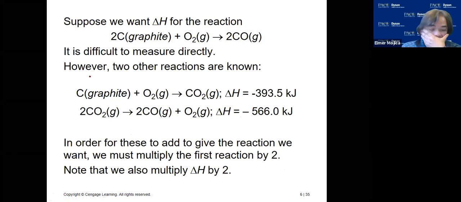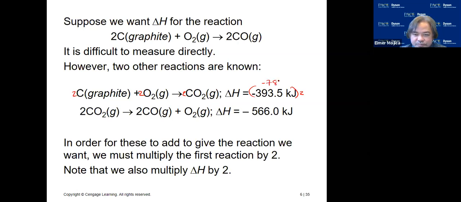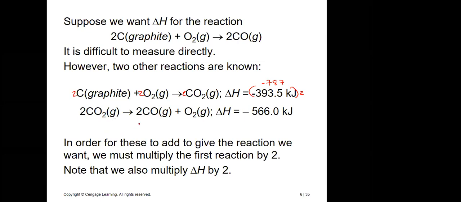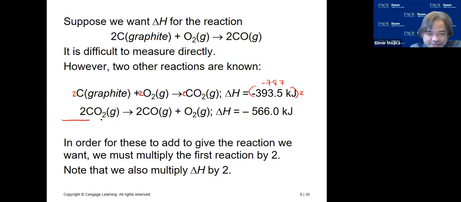So this is what we have. So we say we multiply this by 2, right? So this now becomes, what do you have there? 2 times negative 787. And then, do we need to multiply this by 2? The second reaction, yes or no? No. So all we need to do is add them together.